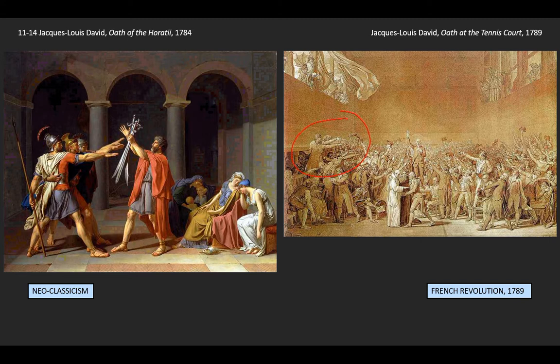Remember that these two works were displayed side by side in the Salon of 1789, the official Royal Academy show, and so that relationship of past to present was made clear to everyone. This particular screencast will focus on the art and politics of this era, the French Revolution and immediately following it, and in particular Jacques-Louis David being at the center of that.